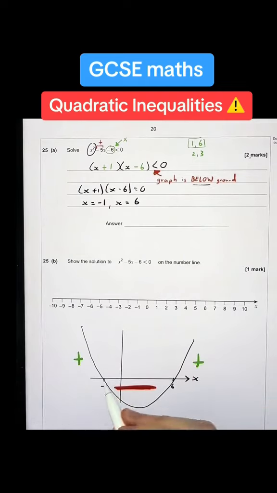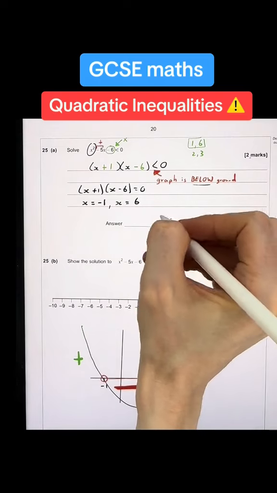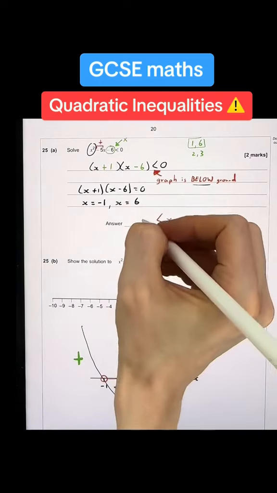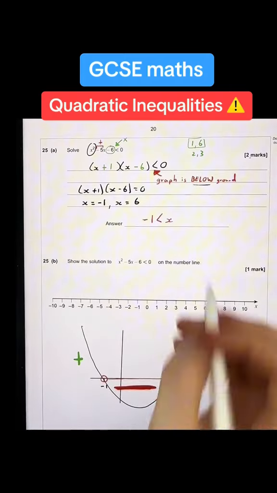As I just want the region below ground, as it's one region, it's simply one inequality. So you put the letter in the middle, in this case x. So x is going to be greater than, in this case, -1, and x is going to be less than 6.